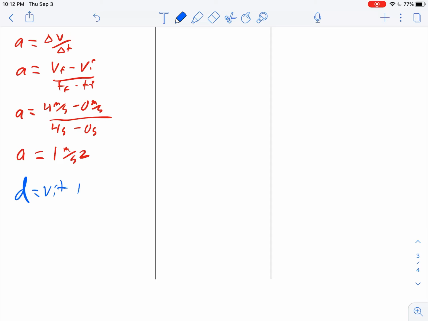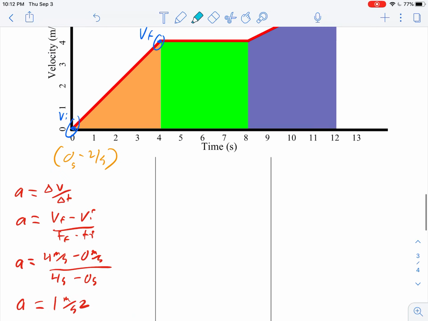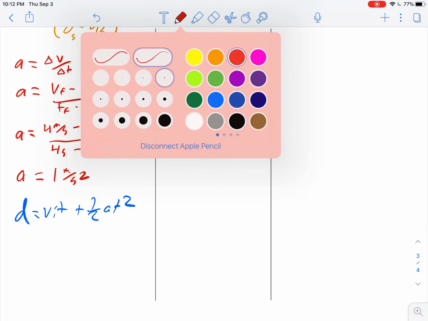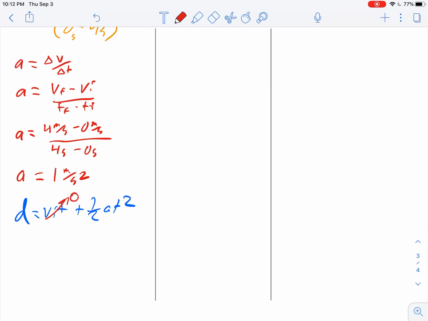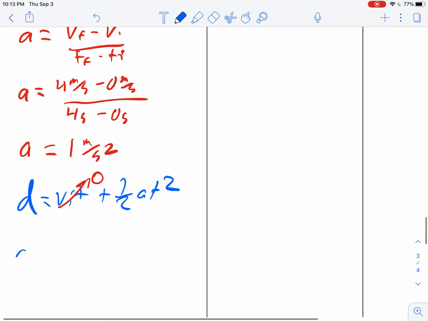All right, now this comes from V initial T plus 1/2 A T squared, but the initial velocity, as you can see on the graph, is 0. And so because of that, this part of the equation is going to factor out, since any number times 0 is still just going to be 0. Okay, so I can simplify down.